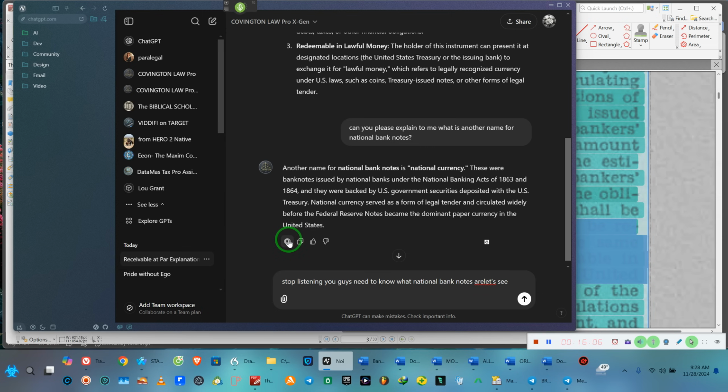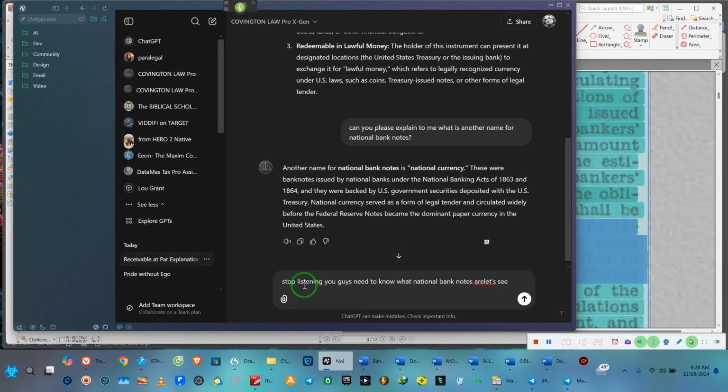Another name for national bank notes is national currency. These were banknotes issued by national banks under the National Banking Acts of 1863 and 1864, and they were backed by U.S. government securities deposited with the U.S. Treasury. National currency served as a form of legal tender and circulated widely before the federal.